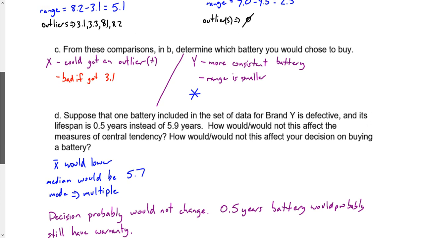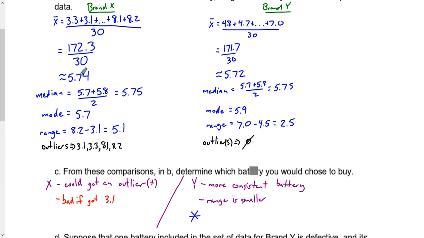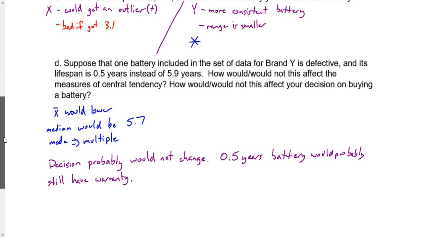One thing I do have to make another note that I forgot about. You can notice that each of our measures of central tendency, 5.74, 5.75, and 5.7, you can see that these values are very close to each other. Even on brand Y, 5.72, 5.75, and 5.9, they're still relatively close to each other. And all of these data values somewhat are central numbers. Now you'll be able to go and have some fun.